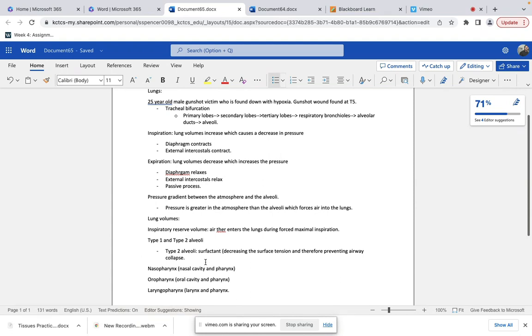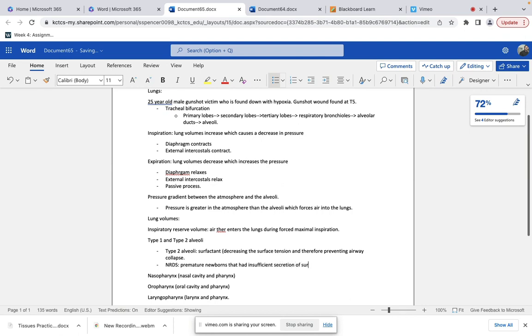With these type 1 or type 2 alveolar cells, we talked about in class neonatal respiratory distress syndrome, NRDS. So NRDS, neonatal respiratory distress syndrome. We talked about premature newborns that had insufficient secretion of surfactant. Due to low surfactant, these patients develop lung collapse. Cool.